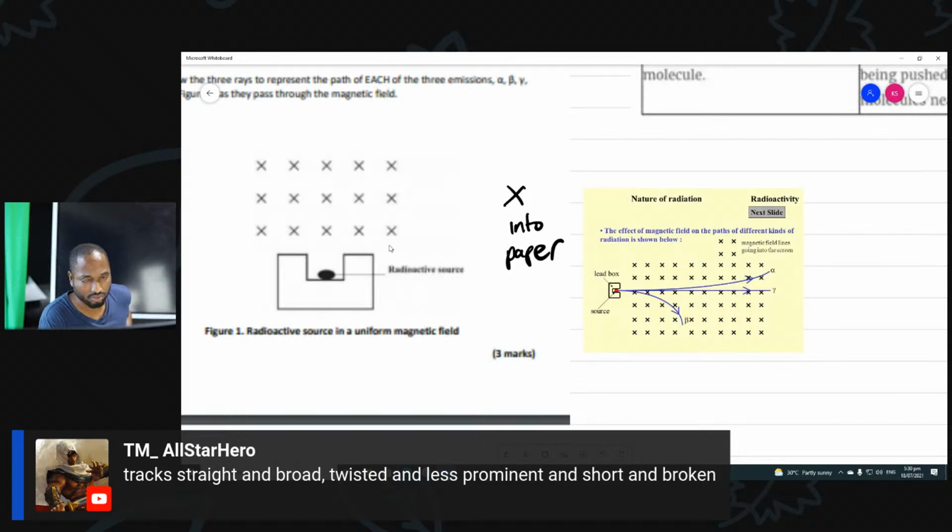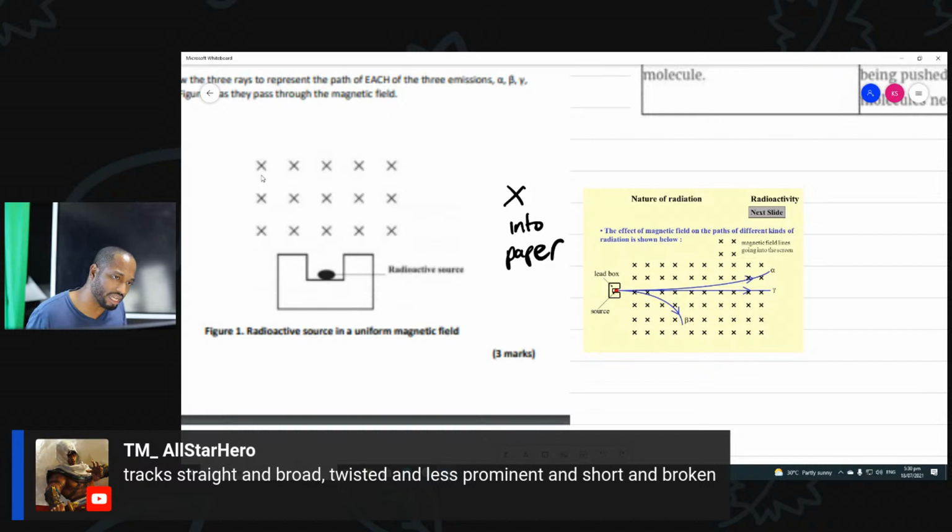Field, current, movement. You're using Fleming's left-hand rule for this. This finger is field, this one will be the direction of the current. You're setting up. Remember this. You can use this to help you figure this out in the exam.